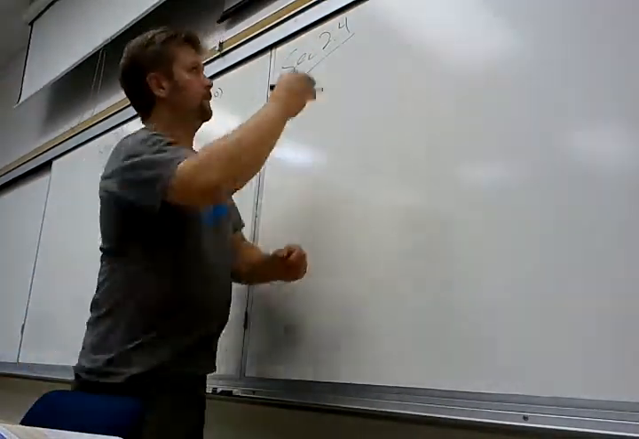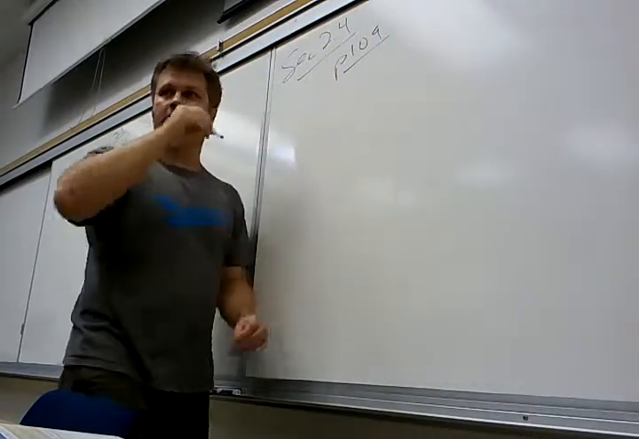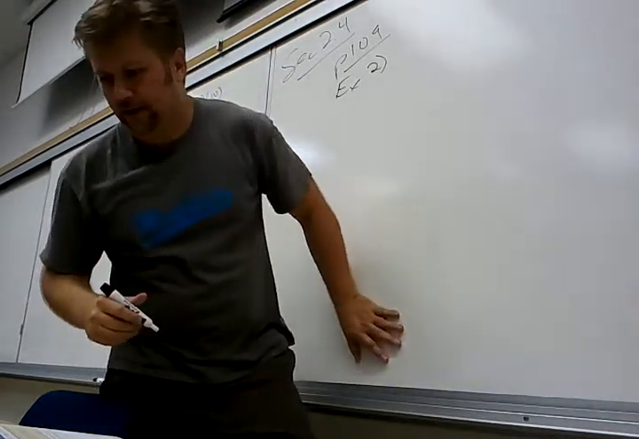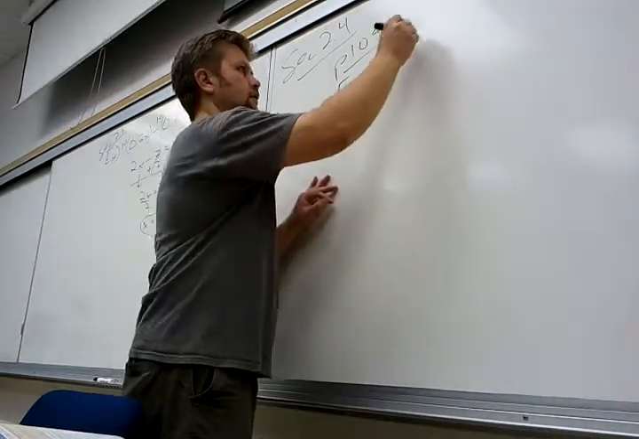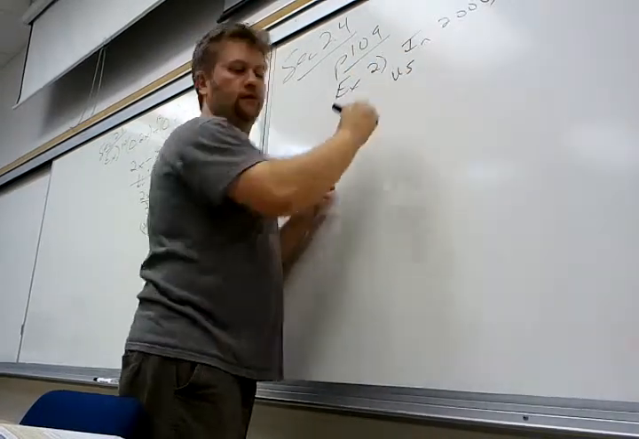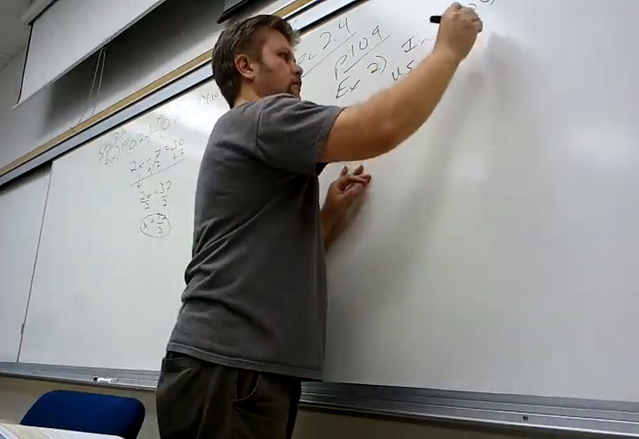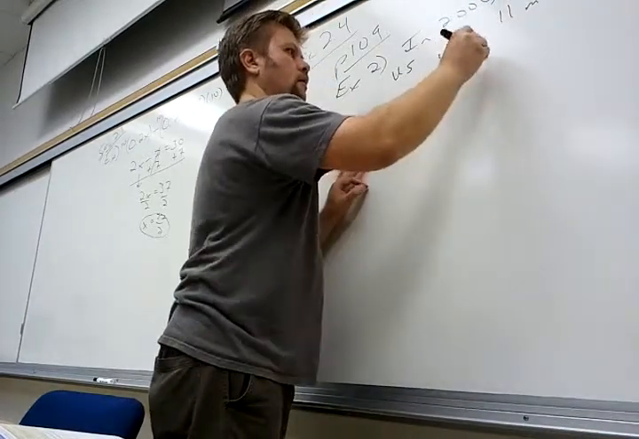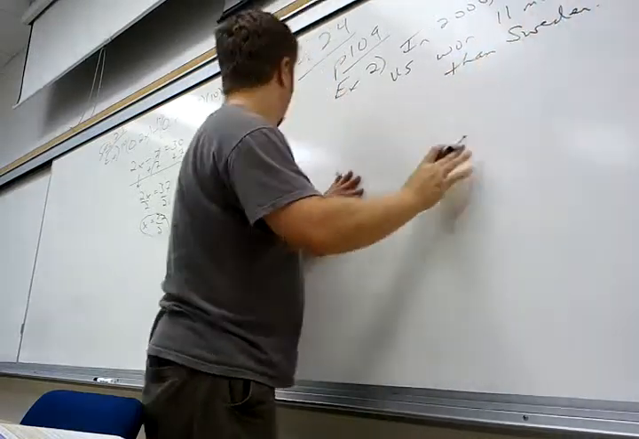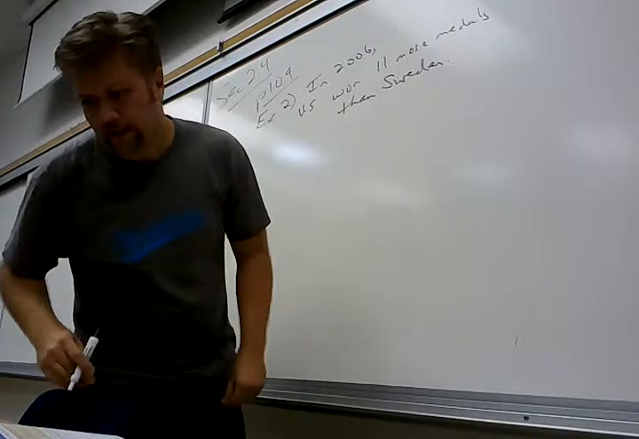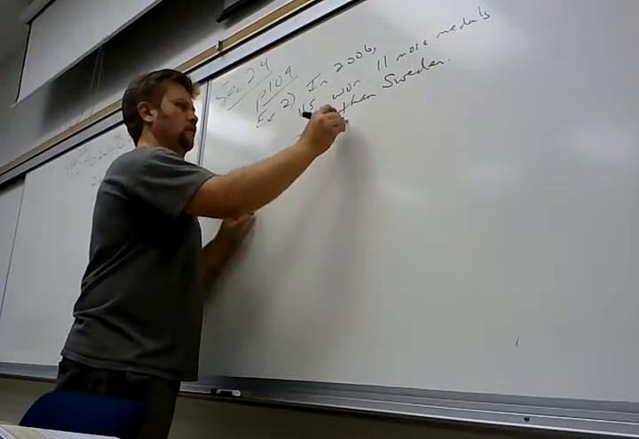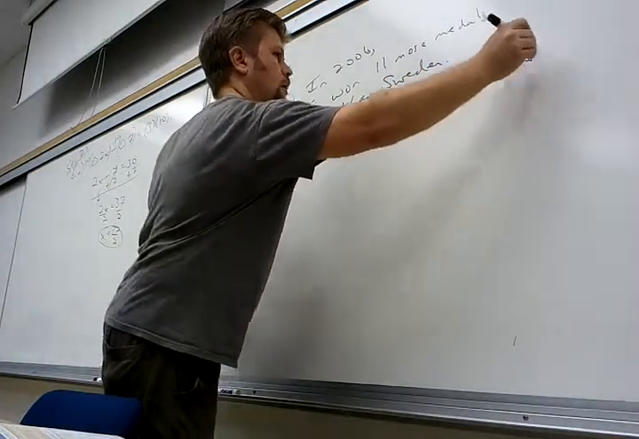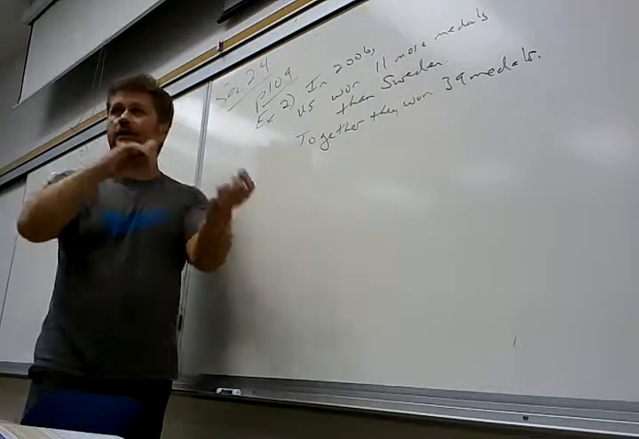Look at page 109, if you can. So example 2. Let me try to summarize it for you. In the 2006 Winter Olympics, the U.S. won 11 more medals than Sweden. Together, they won 39 medals. How many medals did each country win?